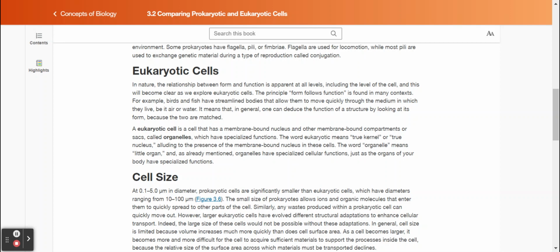A eukaryotic cell is a cell that has a membrane-bound nucleus and other membrane-bound compartments or sacs called organelles, which have specialized functions. The word eukaryotic means true kernel or true nucleus, alluding to the presence of the membrane-bound nucleus in these cells. The word organelle means little organ, and as already mentioned, organelles have specialized cellular functions, just as the organs of your body have specialized functions.